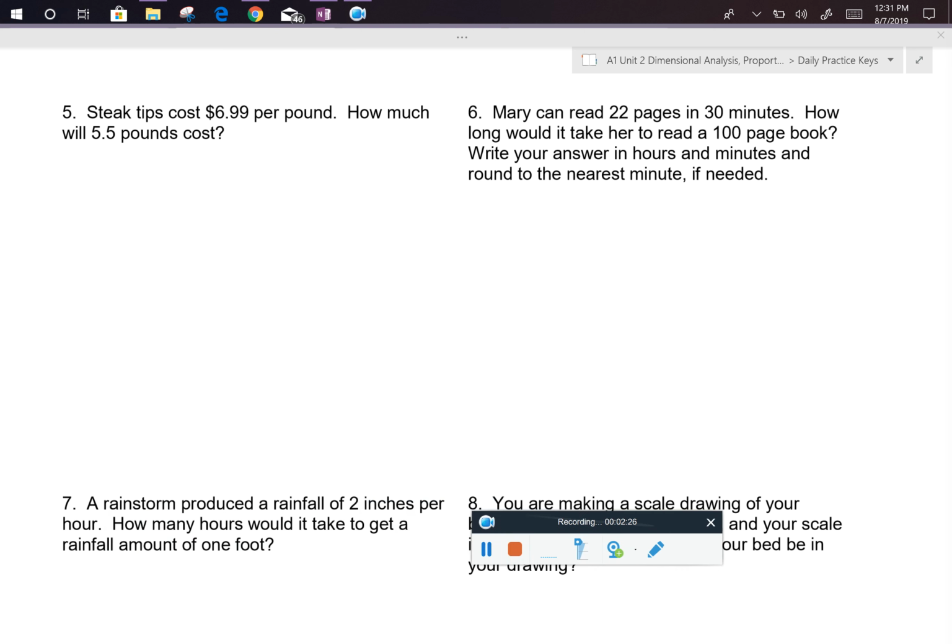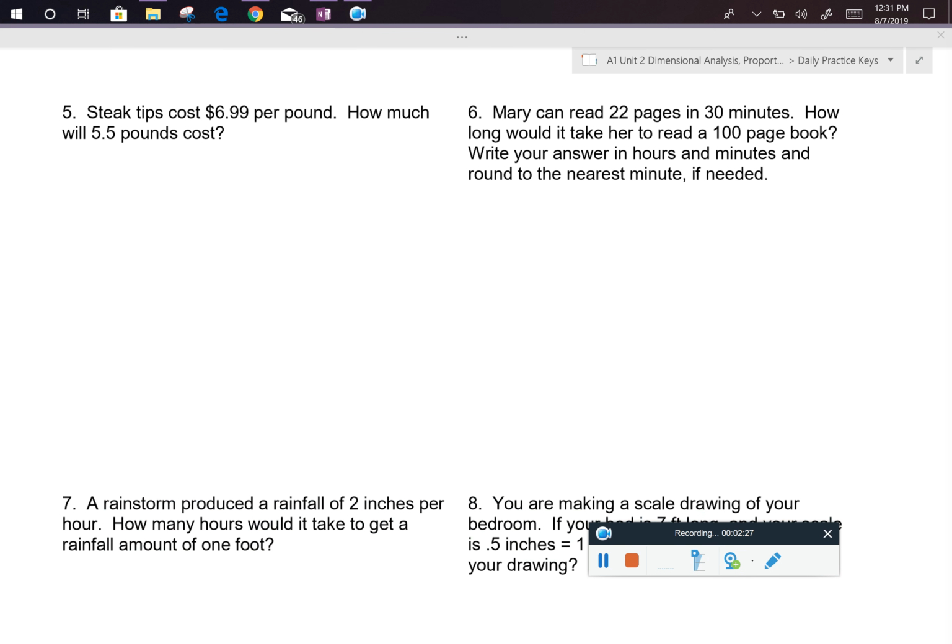Steak tips cost $6.99 a pound. How much will 5.5 pounds cost? Now, there's lots of different ways we could go about doing this problem, but the specific point here is to try using a proportion. So this is dollars per pound. My numerator is dollars, so $6.99. And my denominator is pound, so that's per pound, so 1 pound.